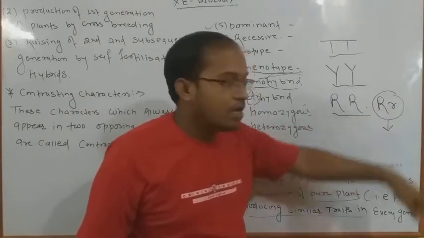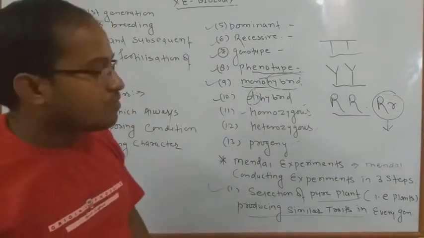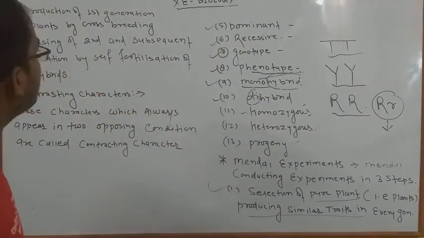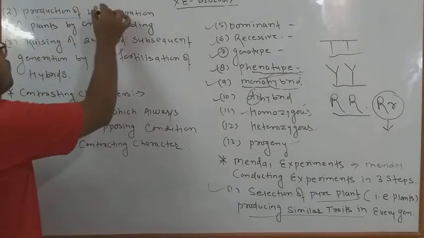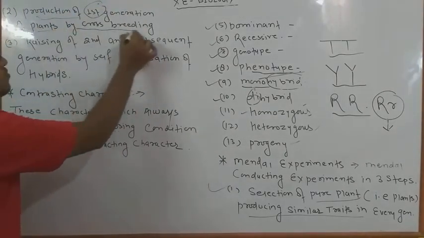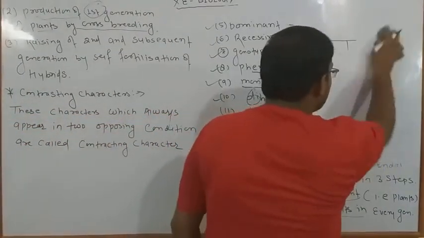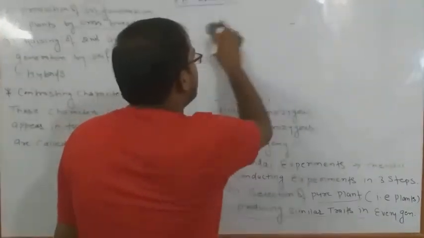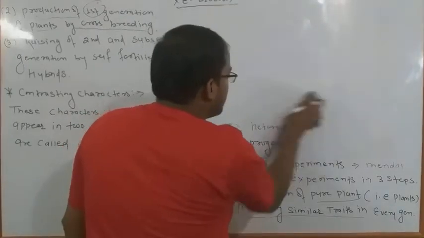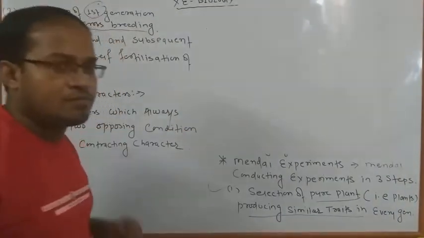It has been done in F1 and F2 generation. Okay, we will discuss that later. But today we are going to discuss the production of the first generation of plants by crossbreeding. It means that they have done a special type of crossbreeding. Crossbreeding means they have done the experiment using different types of traits.